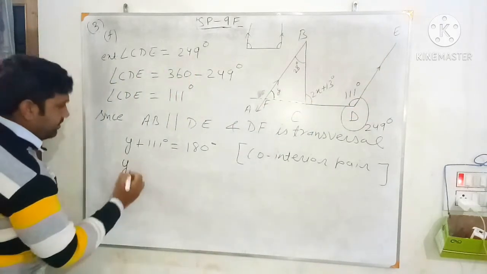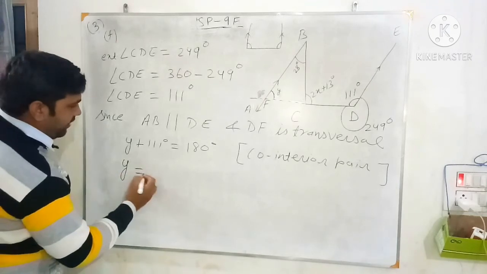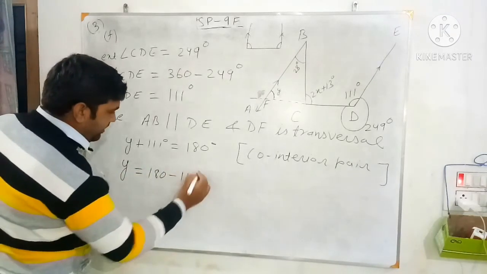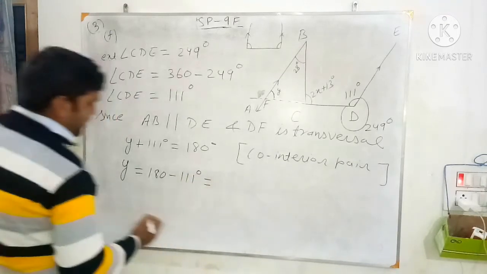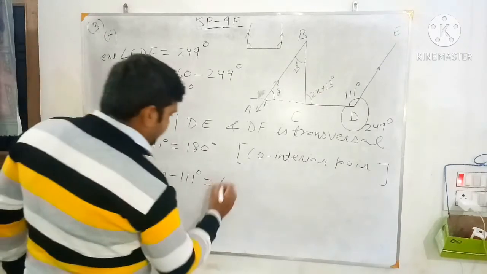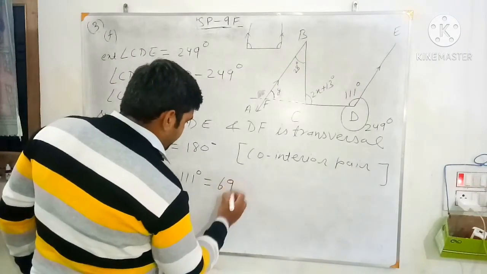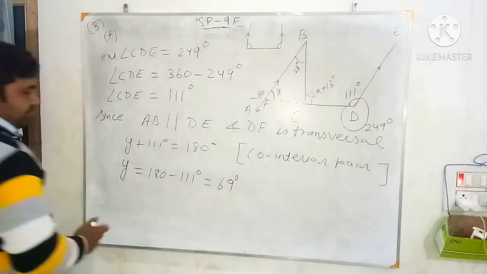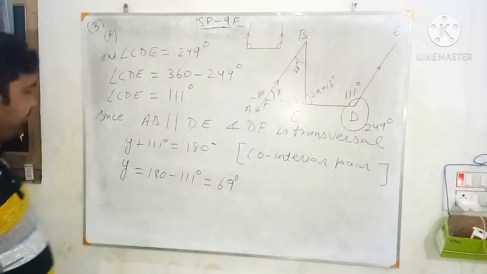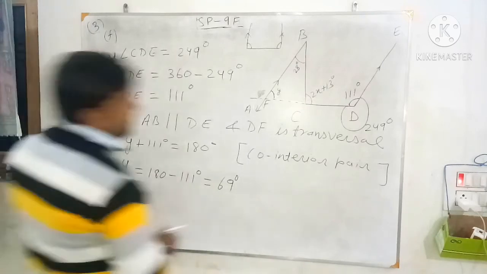So y is equals to what? You will get the measurement of y is 180 minus 111 degree. So what you will get in this? 69 degree. So 69, 170, 10, 180. Okay. So we got the measurement 69 degree.